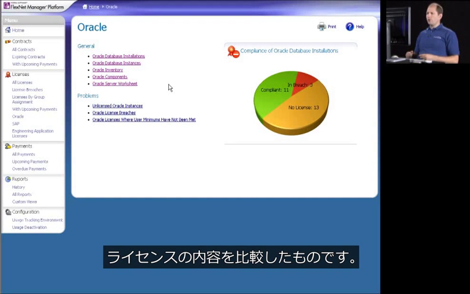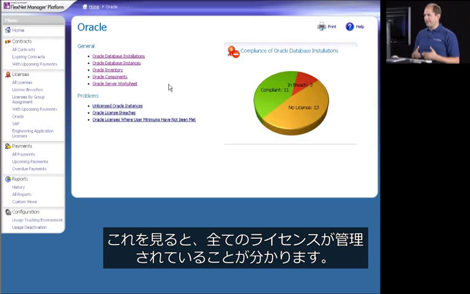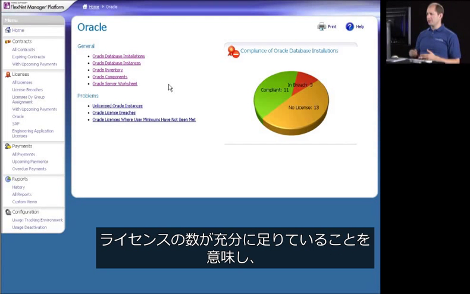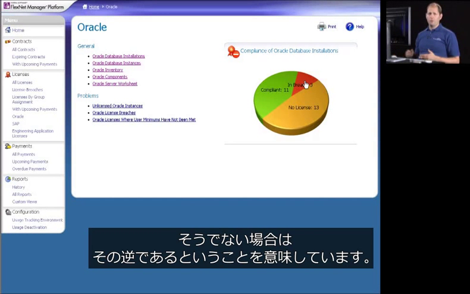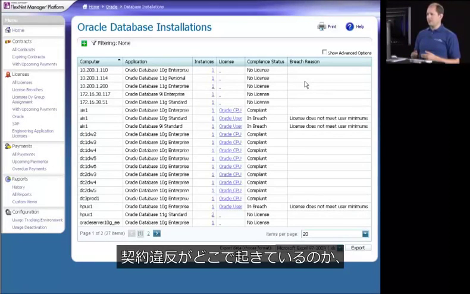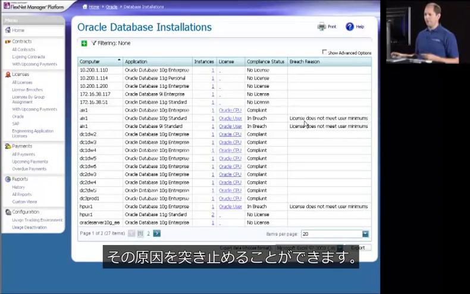So before I finish Oracle, just to look at the picture that we can show, we can align all of the installations of Oracle up to licenses so that we understand that all of them are managed. We can highlight where the licenses are compliant so that we have sufficient licenses in our organization, and where they're in breach, where we have problems with our Oracle licensing. And we can drill into that report and it will show us a greater level of detail on that. And where the breach occurs, it will tell us why we're in breach.